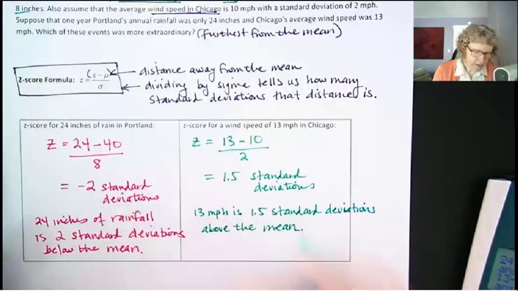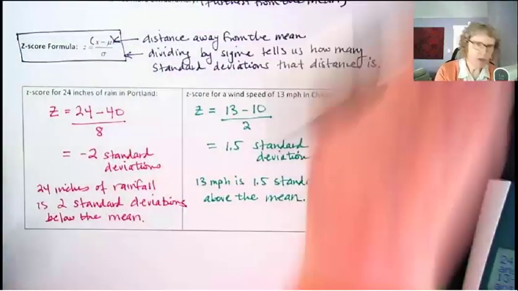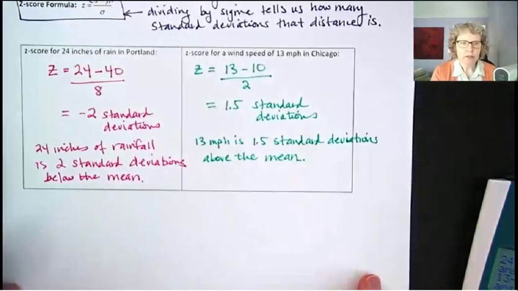the mean. So really what we're doing is we're comparing this year in wind to all the years of wind in Chicago versus this year in rain to all the years of rain in Portland. So we're comparing apples to oranges, but we're comparing all the apples with the apples and all the oranges with the oranges. And so let's go ahead and draw out our standard normal model underneath here.